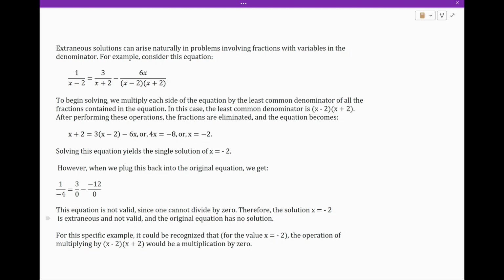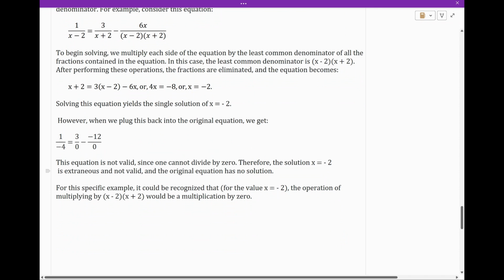Therefore, the solution x is equal to minus 2 is extraneous and not valid. Since this was the only solution, we conclude that the original equation has no solution. For this specific example, it could be recognized that for the value x is equal to minus 2, the operation of multiplying by x minus 2 multiplied by x plus 2 would be a multiplication by 0.